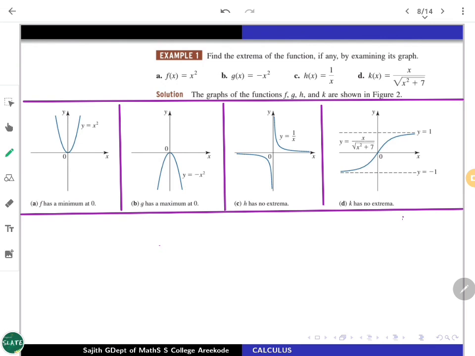Consider another example. I'm just looking at a graph. Before going further, I will look at some very familiar examples to master the whole idea. We are given four functions, f, g, h, and k. The first function is y equals x square. Look at the graph. It is defined on the entire real line.